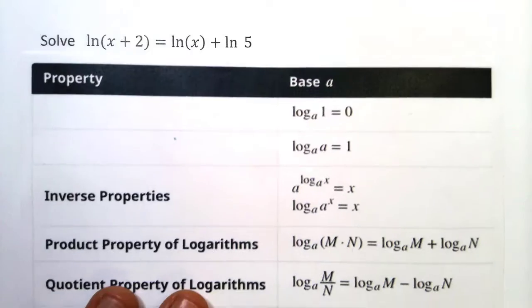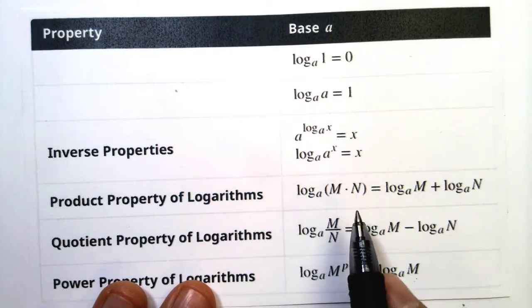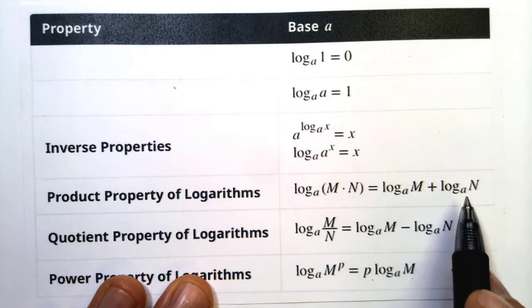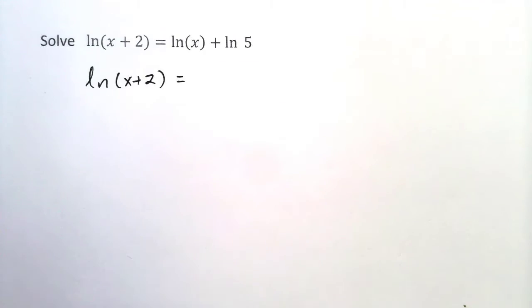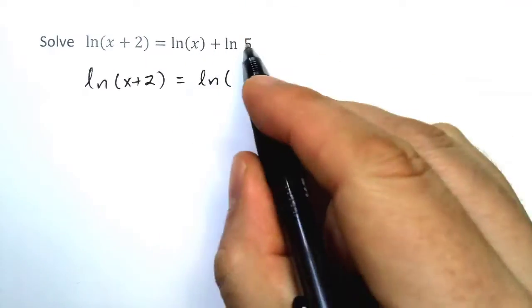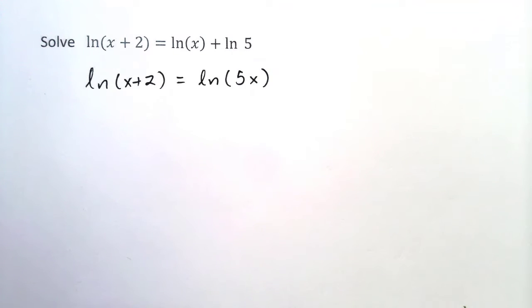Well, we have another property here, the product property of logarithms. The product property says that if you have the sum of two logs of the same base, notice the bases are the same, that can be written as the log of a product. So that's what we're going to do here. We're going to take the product of x and 5. I'm going to write that as 5x. We usually put the number in front of the variable.